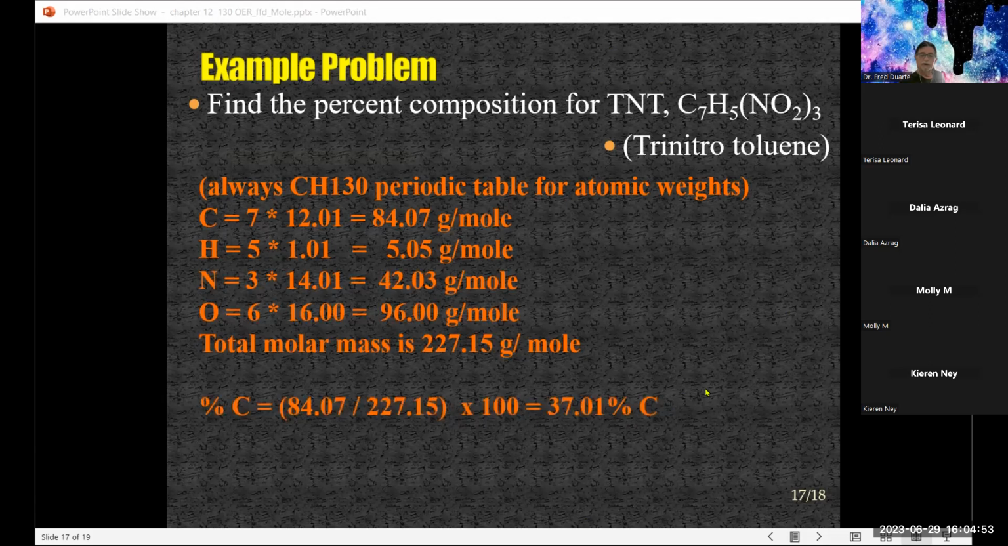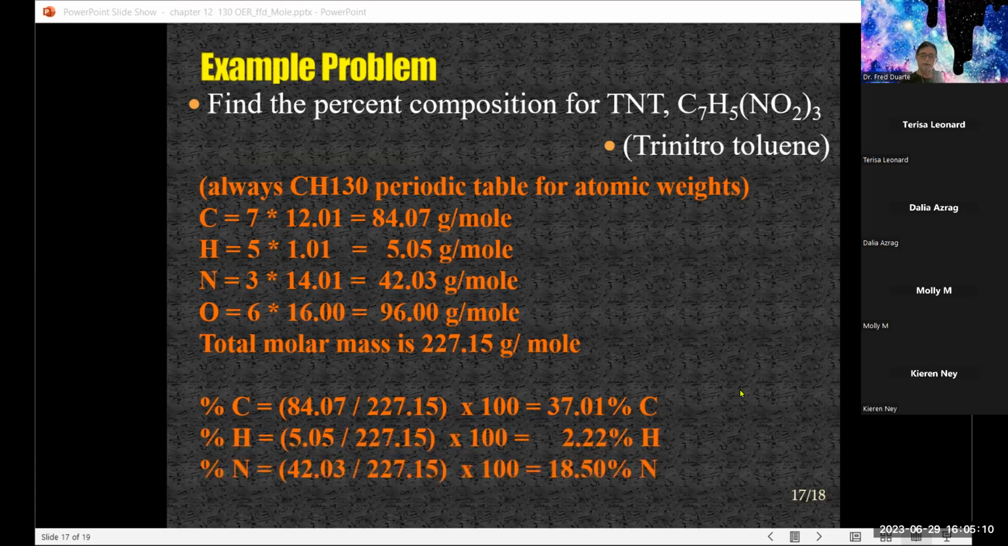So carbon, 84.07 divided by 227.15 times 100 gives us 37.01% carbon. And hydrogen consists of 2.2% hydrogen, nitrogen's 18.5%, and oxygen's 42.26%.